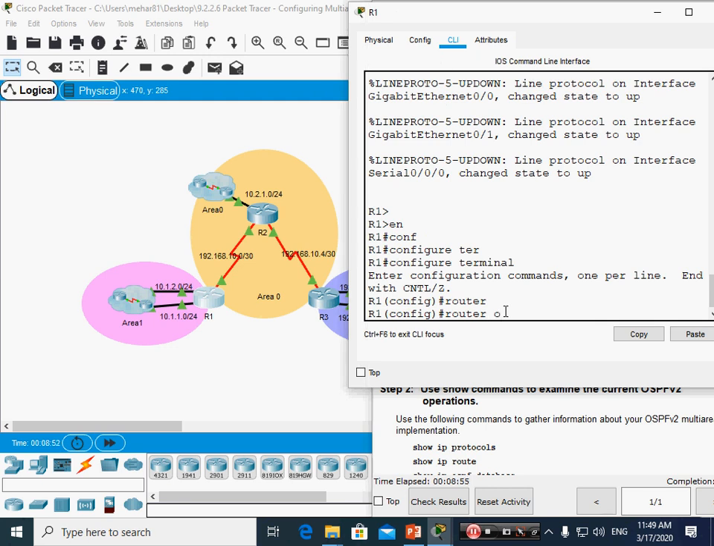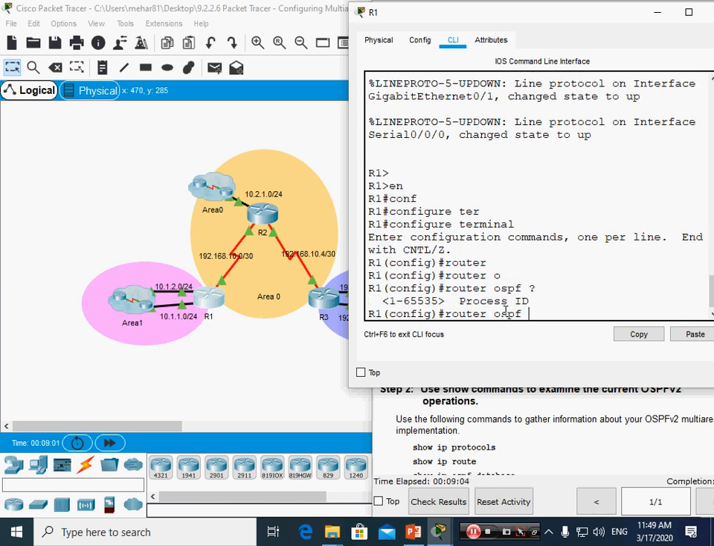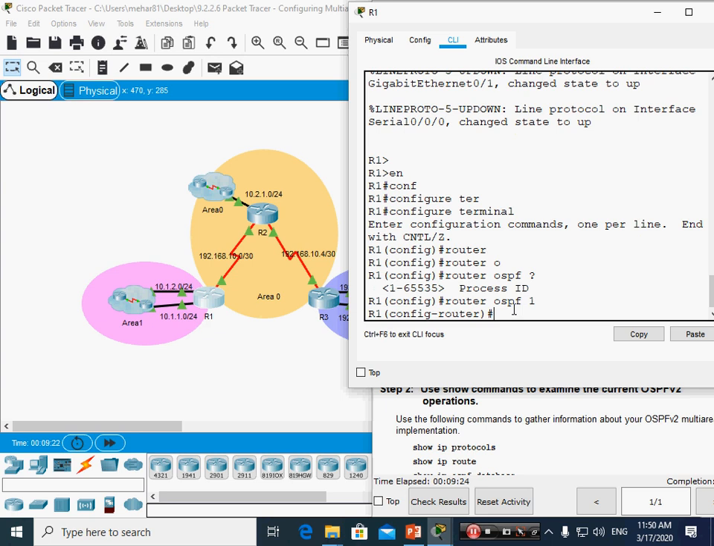OSPF. We need to tell which routing protocol we are going to configure, whether EIGRP or OSPF. The process ID is 1, and it is locally significant. You can write any process ID. It will not affect the other routers. It will not create any routing issue if you have a different process ID among different routers. Based on the instructions, we need to write 1. You can give any, but based on the instruction it is 1. So we write 1, then router ID.